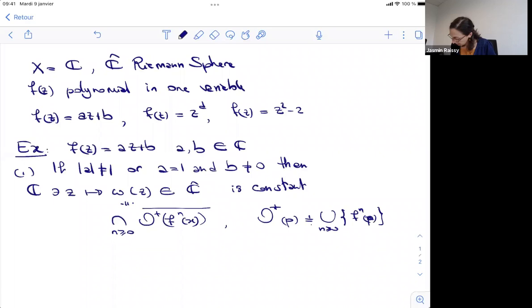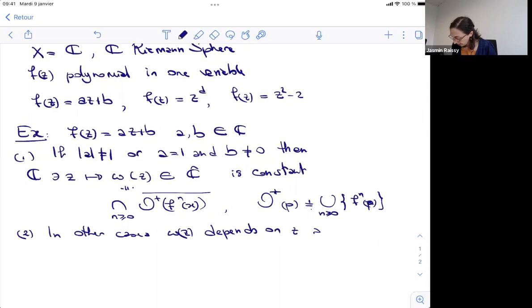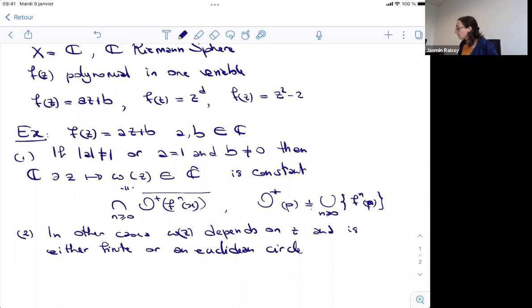Okay, and you can also prove that in all the other cases, so what I'm saying is that with this affine map, if modulus of a is not 1, or if a is 1, so I have a map tangent to the identity, but b is different from 0, then this map is going to be constant. And what happens more is that in all other cases, omega z depends on z, and is either finite or a Euclidean circle.